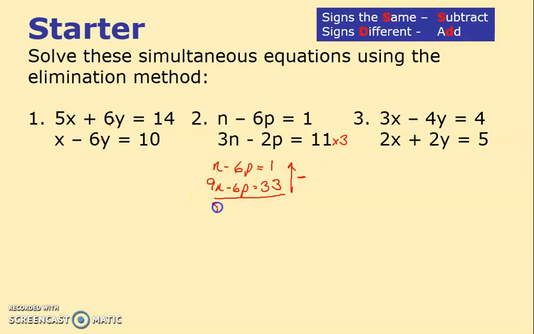9n take away n, that's 8n. 33 take away 1 is 32. And straight away you can see n is 4. Done. Oh, be warned, I still need to now sub it back into one of these.